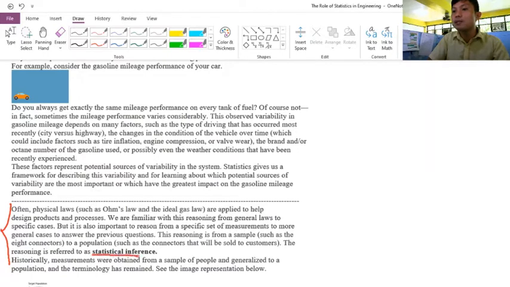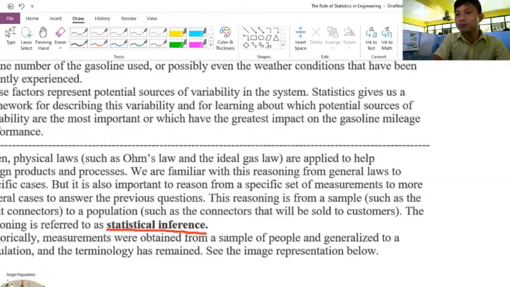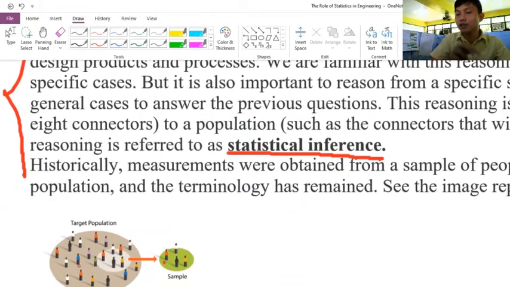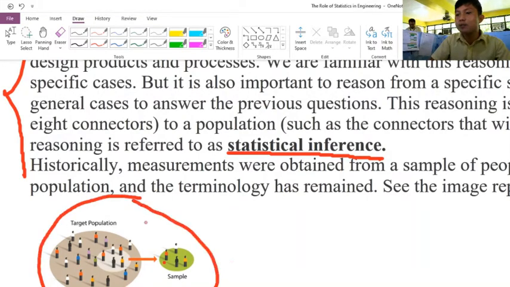So, ano ba ibig sabihin nito? Ibig sabihin ng statistical inference is that you get a conclusion or you get information regardless of the variability if you use statistics. Alright? So, for example, meron tayong itong nasa picture na to, no? Yan. So, ibig sabihin yan. So, this is target population and sample.